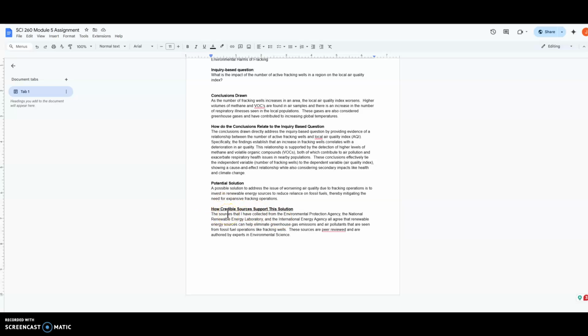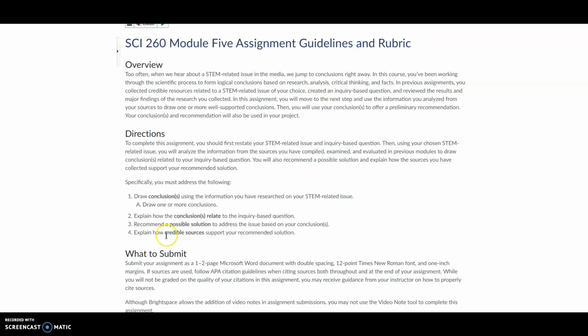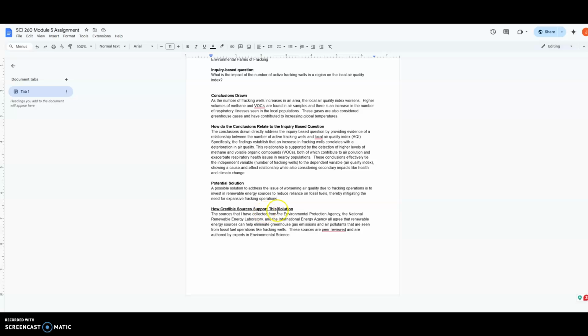I can help you with how to determine how that helps support it. But essentially, you're just looking at your sources and saying, okay, this is what they're recommending. And because they're journal articles, or because they're peer reviewed and authored by experts, that makes them credible. It's worded weirdly in the directions, so that's why I wanted to give you the example here. But let me know if you have any concerns or if you need any help with anything.